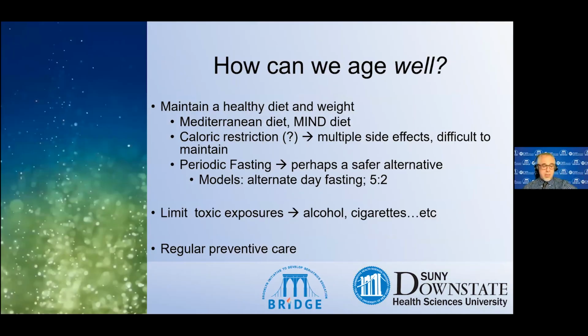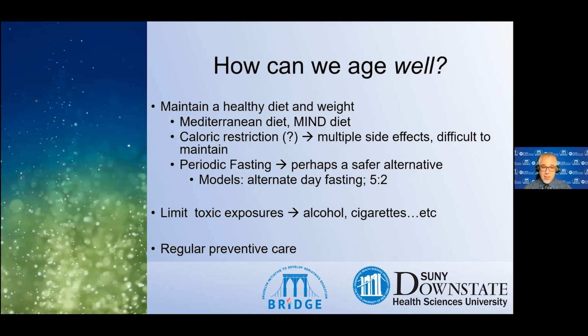So now we've talked about all of these negative things about how we might experience the physiologic changes of aging. And we have to think a little bit about how to age well. There's some very low-hanging fruit that we should all be engaged in right now to make sure that we are aging as healthfully as we can: maintaining a healthy diet and weight, including the Mediterranean diet or the MIND diet, which is a combination of Mediterranean and DASH diets.